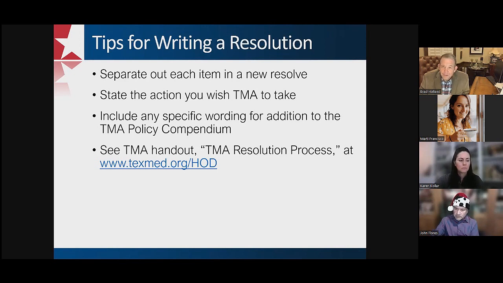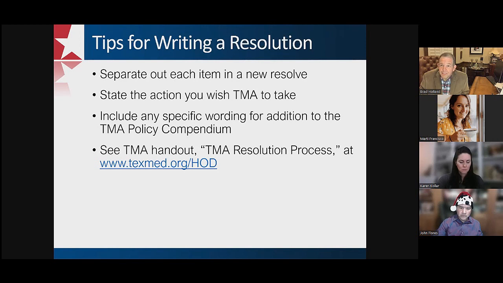So that your resolution is not tied to the here and now of 2022, but if it is policy, then it can go forward in perpetuity as our policy until it is changed otherwise. And as you're talking about policy, looking at our TMA policy compendium, which is the entire list of all TMA policies, if you have specific wording that you want to add to that, then your resolution needs to reflect that.